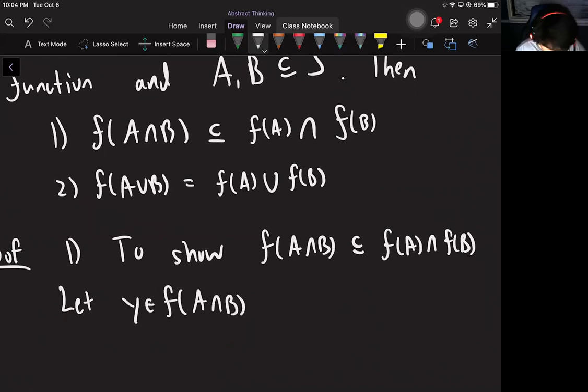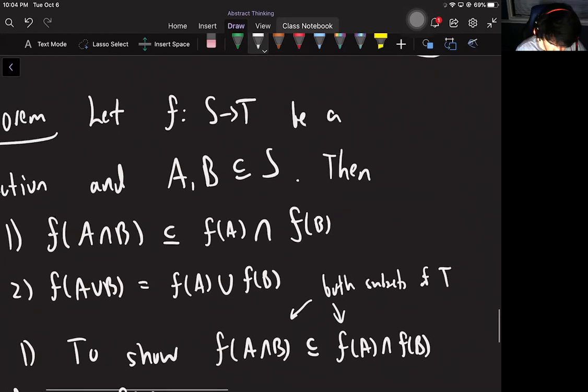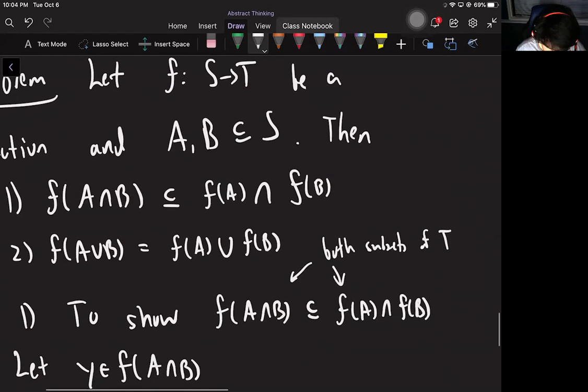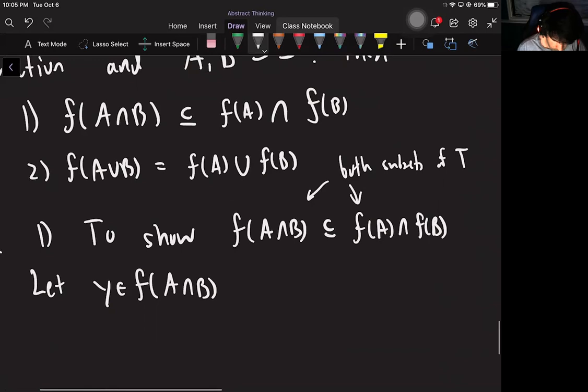Now remember, these guys are comparable because they are both subsets of T. If they were not both subsets of the same thing, I wouldn't be able to compare them. If one of them was in S and the other was in T, they wouldn't be comparable. So first and foremost, you have to realize that they both live in the same place. They both live in T. Okay, so let Y be in the first one, show Y is in the second one.